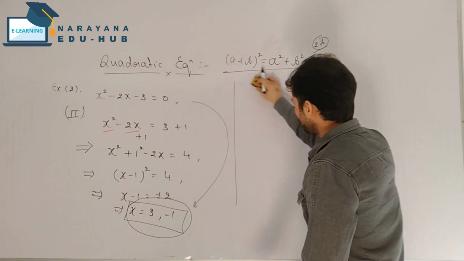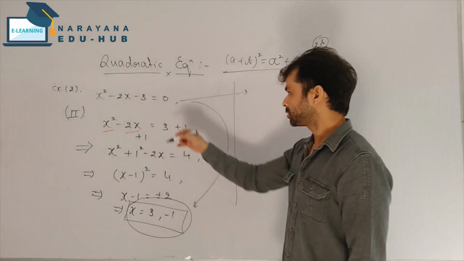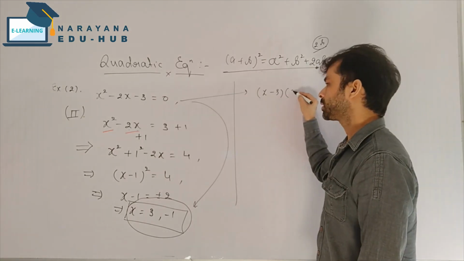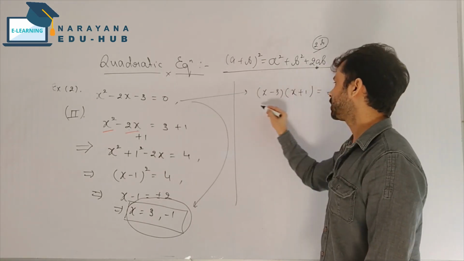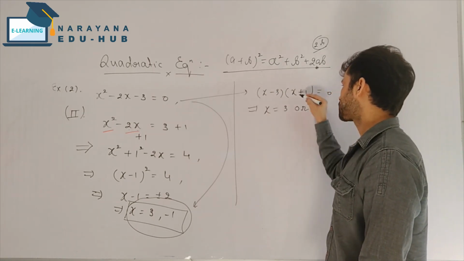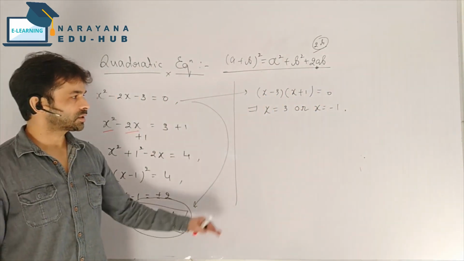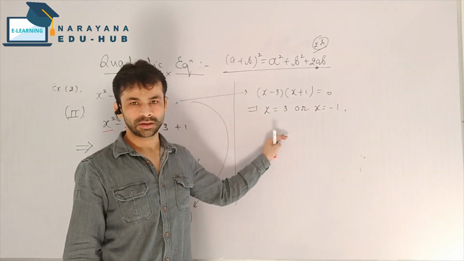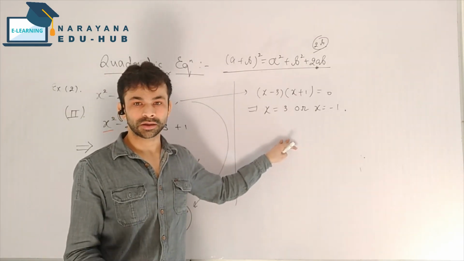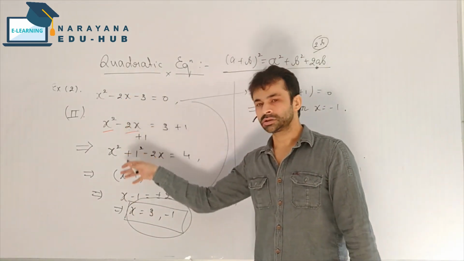If you wanted to solve this through factorization, you could have easily solved it. You could have written x minus 3 into x plus 1 equal to 0, and then x equal to 3 or x equal to minus 1. Factorization is very easy, but we cannot always factorize. Once we are not able to factorize, how will we be solving? We will be solving through this.